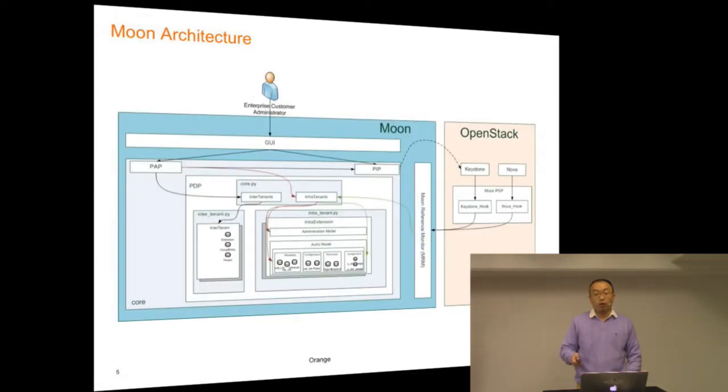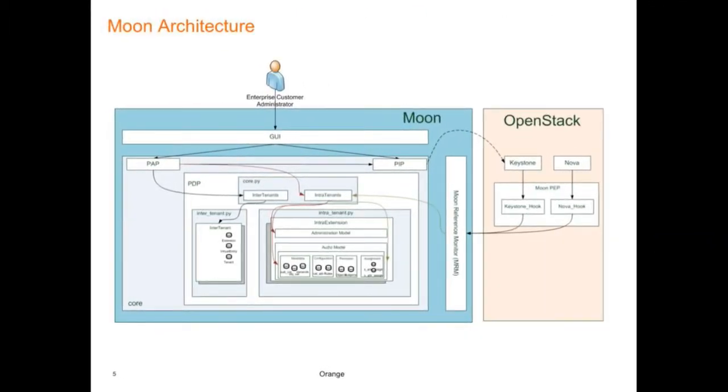Here is the architecture of our implementation. On the right side, we have the OpenStack platform, and we add two hooks for each service, for the Nova service and the Keystone service. These two hooks can redirect all the authorization requests to our platform called Moon. In Moon, we have different models for inter-tenant and intra-tenant. And an interesting thing is that in Moon we also have a graphic interface through which customer administrators can configure, add, and define the policies that are used in Moon.